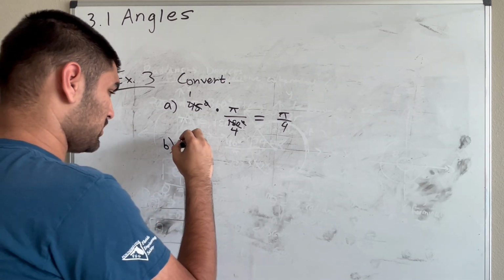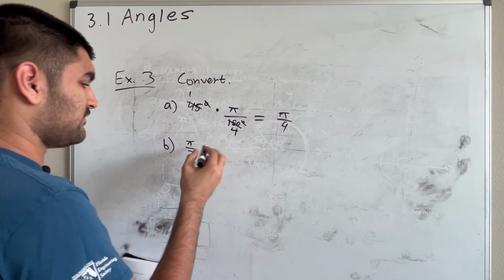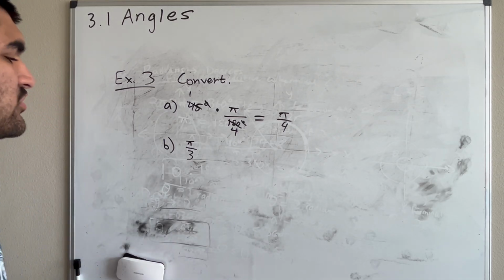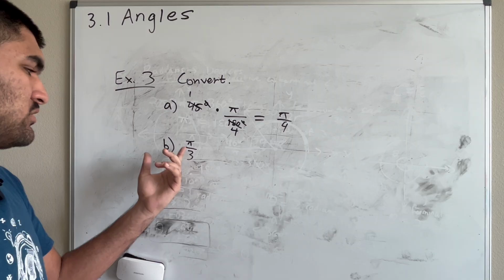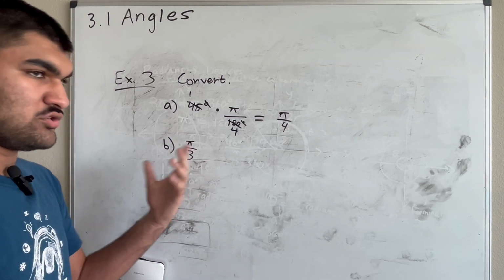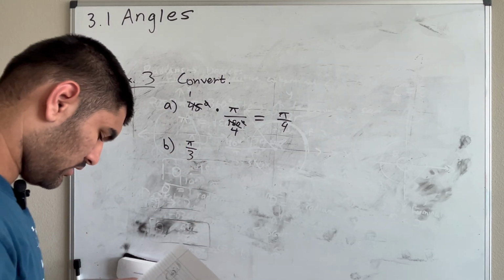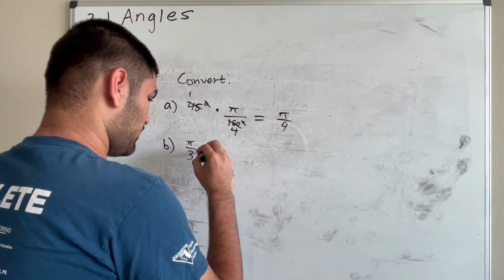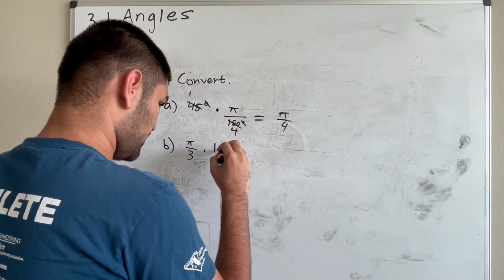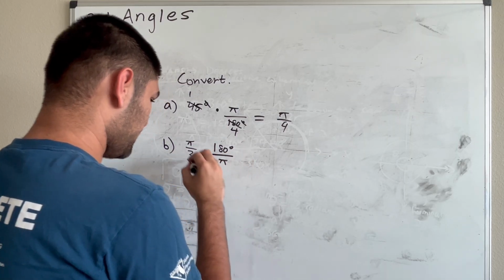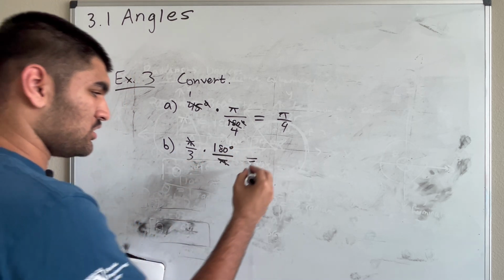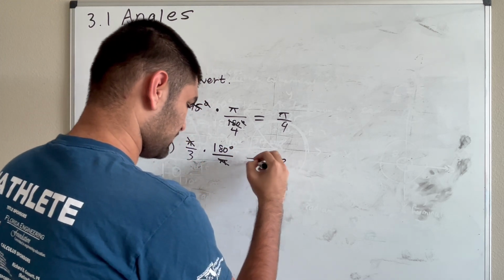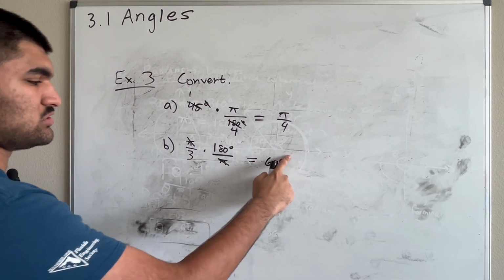Part B, let's convert pi over 3 radians to degrees. The way that you know it's radians is because there's no degree symbol. There's no units, so it's radians. But if you want to convert this to degrees, you're going to multiply by 180 degrees over pi. The pi's cancel, and then you're left with 180 degrees over 3, which is 60 degrees. So pi over 3 radians is equal to 60 degrees.